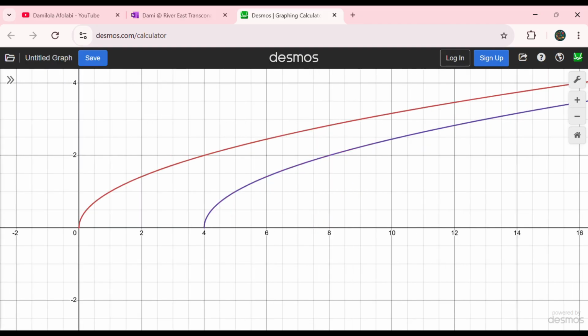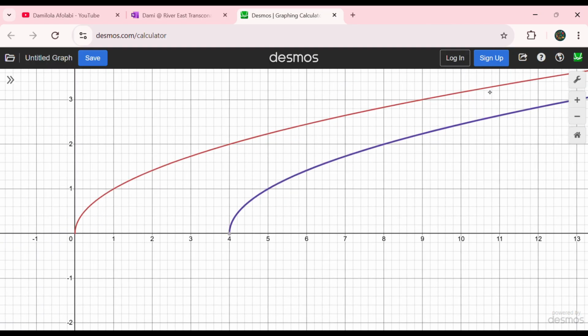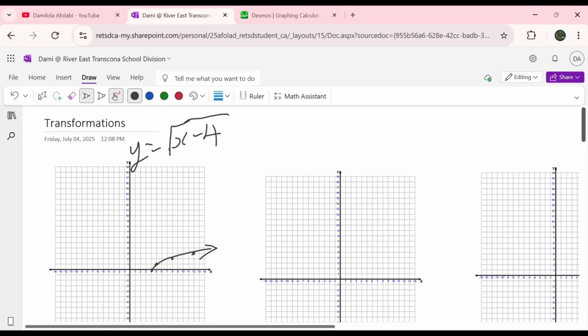Okay, we can see the blue is the transformed function and the red is the original. We can see everything moves over by 4. This is 4, 0, 5, 1, 8, 2, 13, 3. It's supposed to be 13, 3. Sorry, that was my bad. I did not do a simple calculation right.